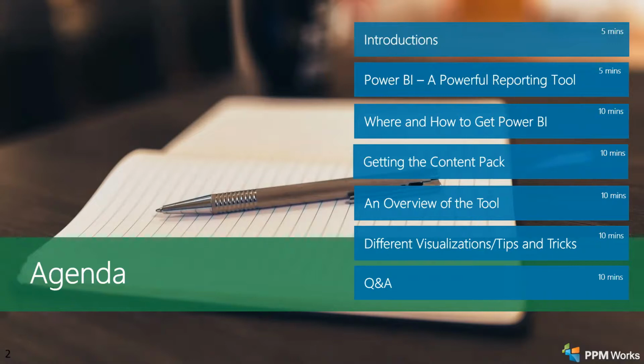We'll go through where and how to get Power BI, getting the content pack, which is specifically what this webinar is focused on. It's a really fantastic pre-made template that allows for a very quick dashboard to be created for your Project Online environment. And not only will we go through how that works if you have a Power BI Pro license and are able to access that through your website and your PWA environment, but we'll also demonstrate how to access that even if you don't have a Pro license.